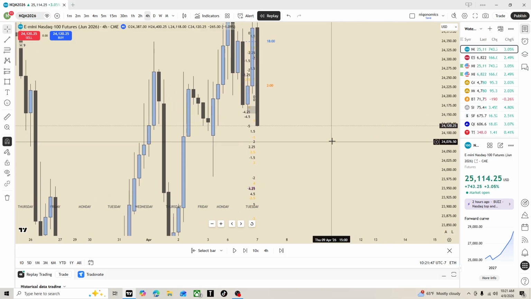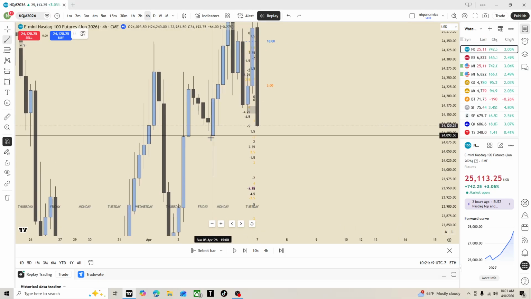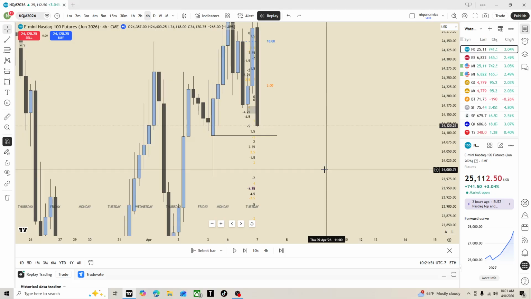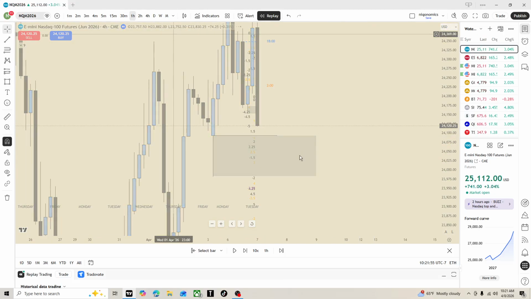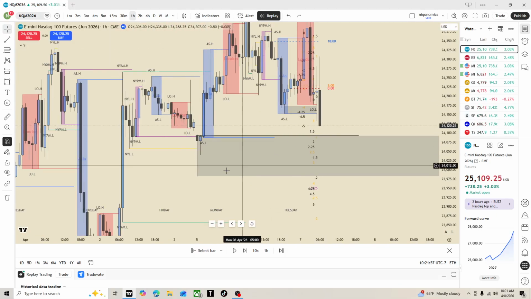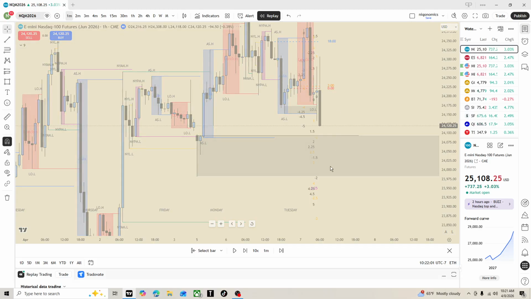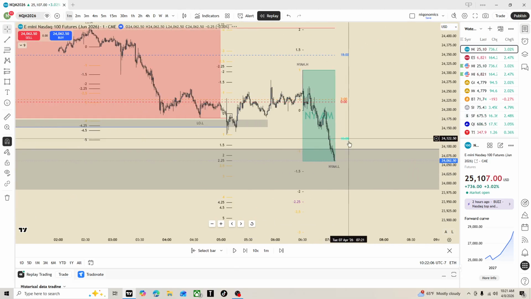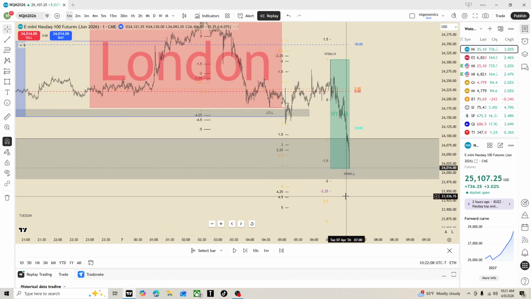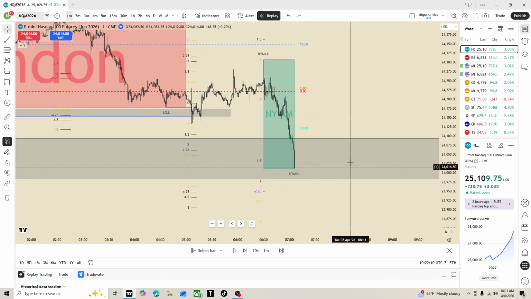All right, what do I see? This 4-hour rejection block. Boom, 4-hour rejection block. I can just mark out the entire thing. It's also the Sunday low. So what can I do? Wait for price to come down to these deviations, and we want to see it reject out of this rejection block.